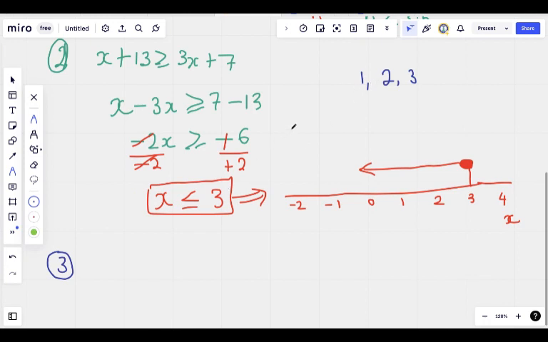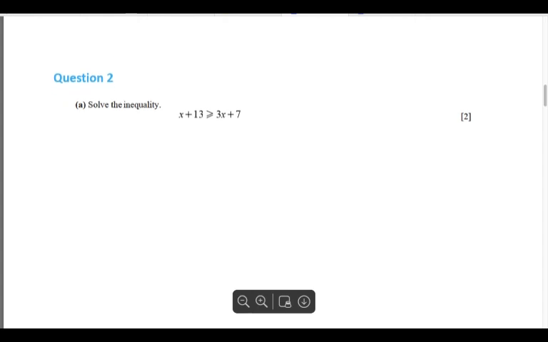If our solution was x is less than 3, then the positive integers would be 1 and 2 only. But because they say x is less than or equal to, this symbol means less than or equal to. So when you say x is less than or equal to 3, you're going to list 1, 2, and 3 as the integers. So we've answered this question that asks us to list the integers for part A that we've solved.